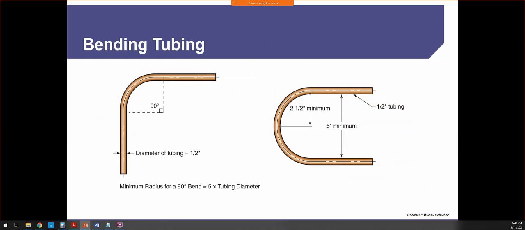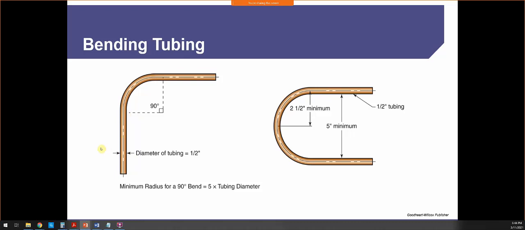Bending tubing, all right. Maximum radius for a 90-degree bend equals 5 times the tubing diameter. Basically, if you're going to be bending tubing, you're going to use a tubing bender. If you're using a tubing bender, you're going to be able to tell once we reach that 90-degree mark. You can also pick a point here, measure it out to maintain my squareness. We don't want to go past 90.